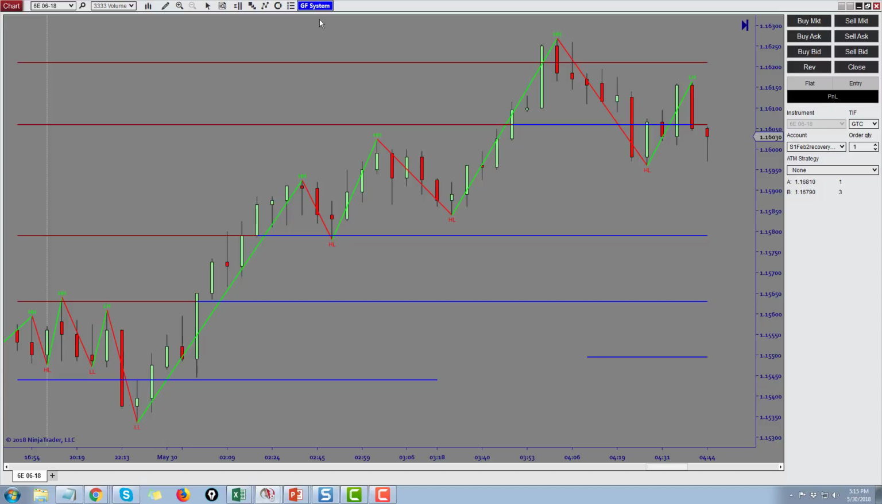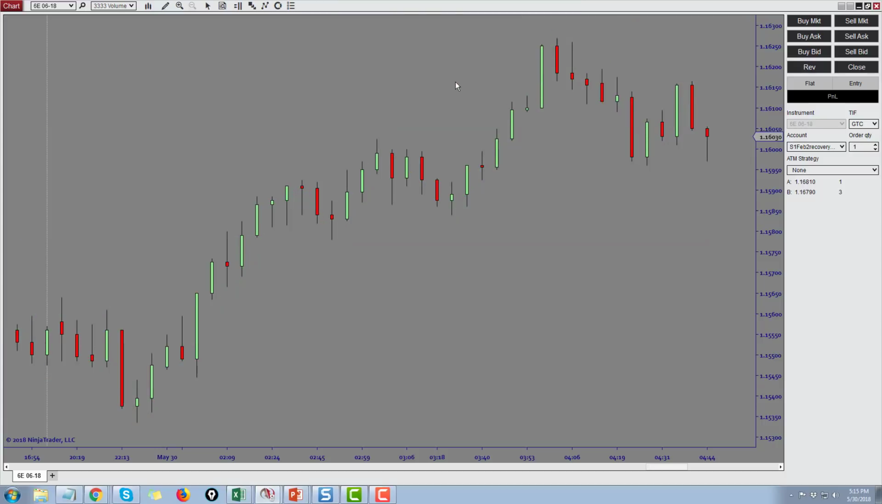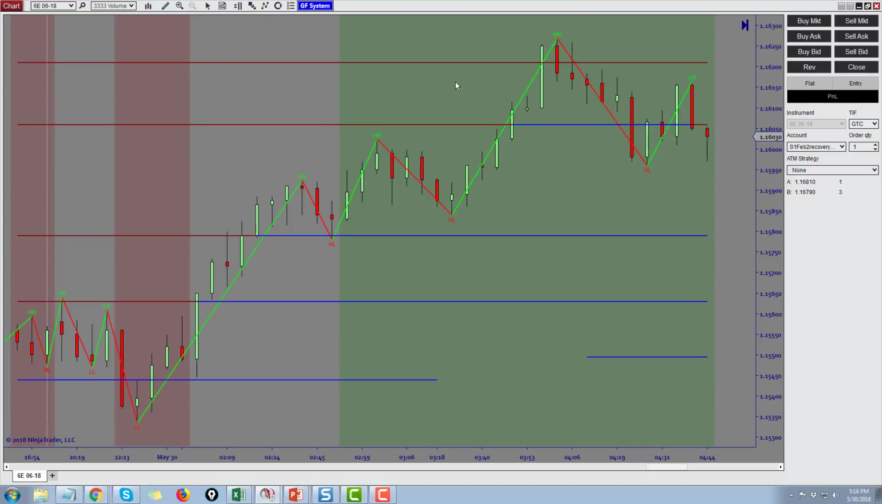You want to be selling resistance in bearish markets. That's a standard quo, but it's really nice to know that we can just go in here and turn that on, and we can see when we want to start planning long trades compared to when you want to start planning short trades, okay?